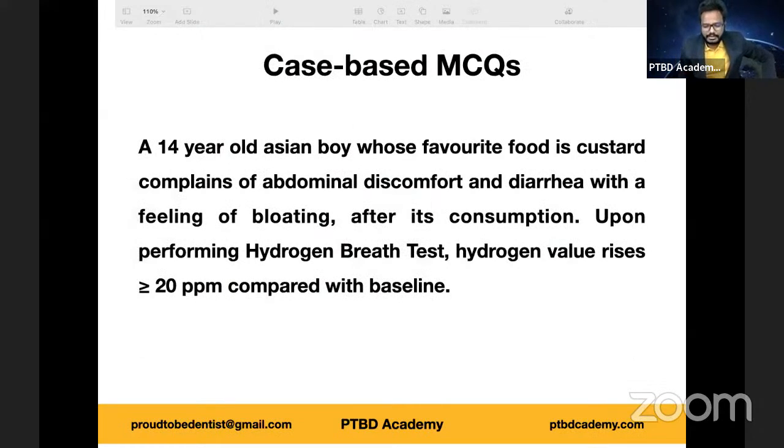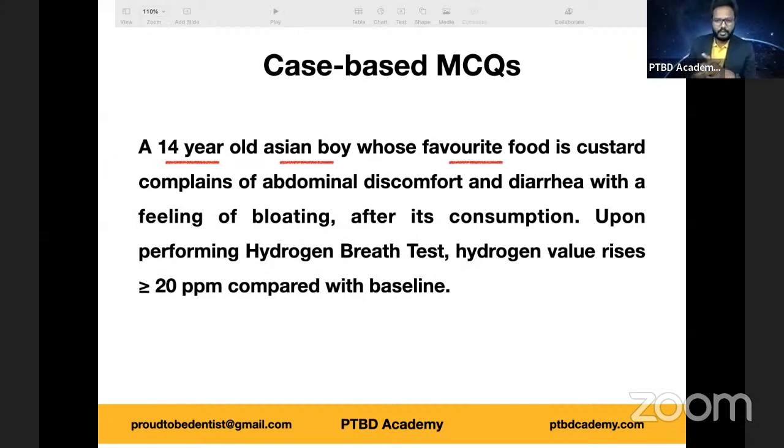We'll start with the particular case or context. As you can see, a 14-year-old Asian boy whose favorite food is custard complains of abdominal discomfort and diarrhea with a feeling of bloating after its consumption. Upon performing hydrogen breath test, hydrogen value rises to more than 20 ppm compared with 0 or baseline. So this is the case or context you have.